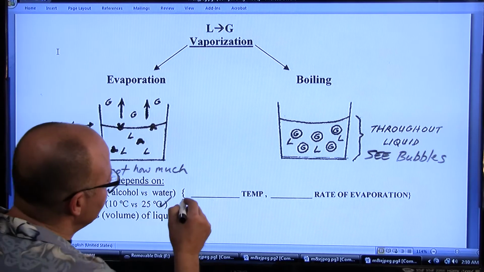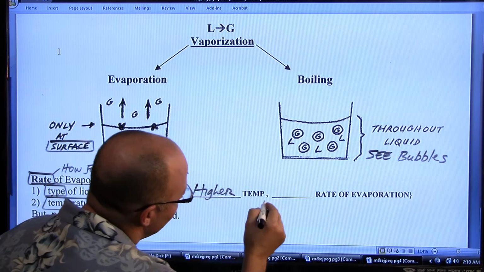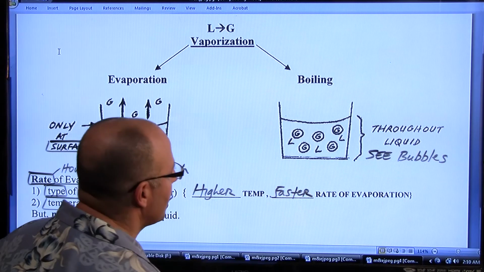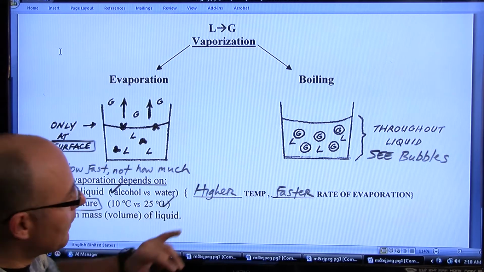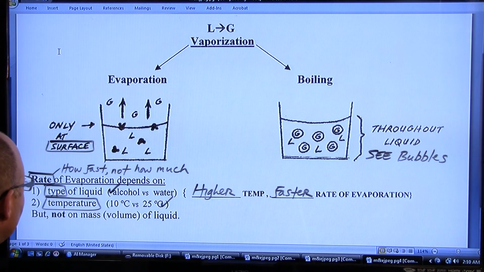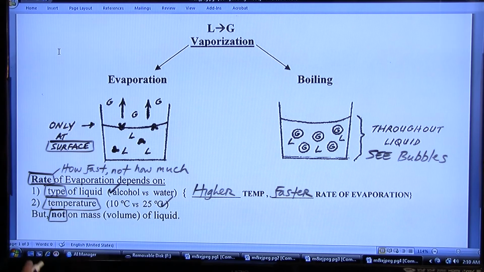So let's write that. The higher the temperature, the faster the rate of evaporation. Of course, the opposite is true too. The lower the temperature, the slower the rate of evaporation. The important point to note here is that the rate of evaporation does not depend on the mass of liquid or the volume or amount of liquid, because rate is how fast, not how much.